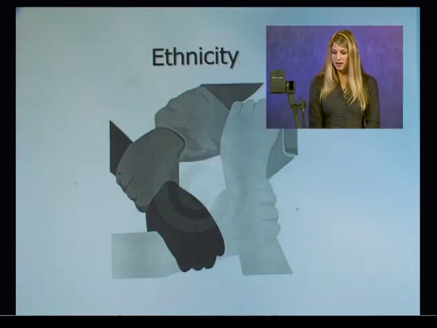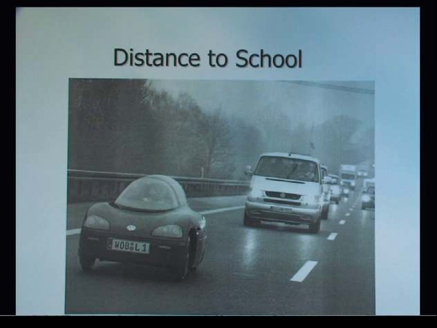Ethnicity, what type of variable? If you said nominal, you're correct. Distance to school. If you're online, hopefully you aren't having to travel too much. That's great. Distance to school. What type of variable? Think about it. If you said ratio, you are correct.